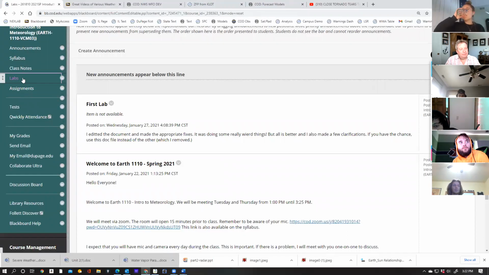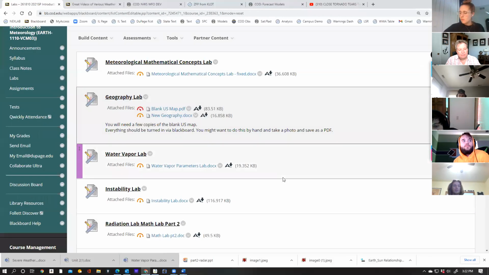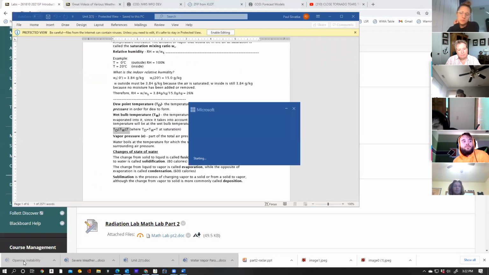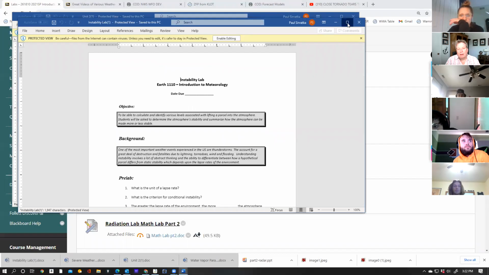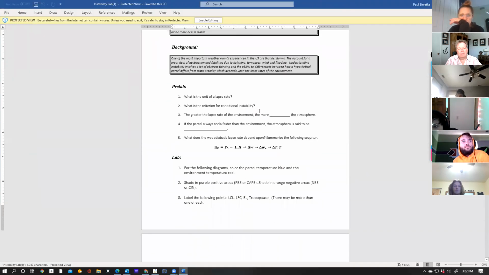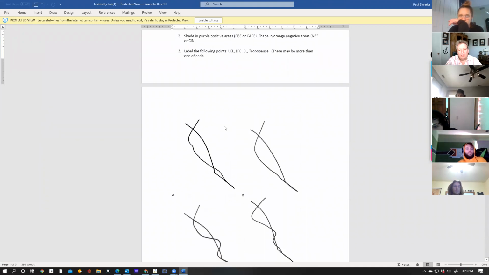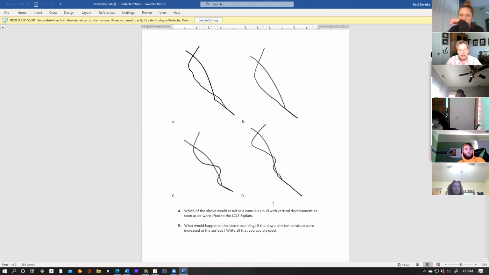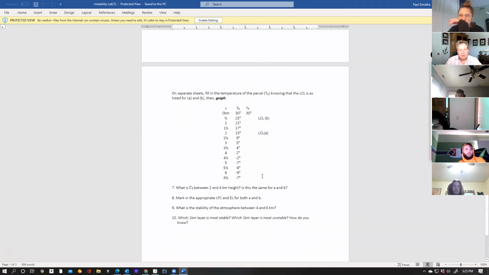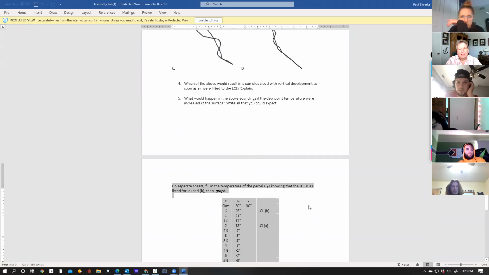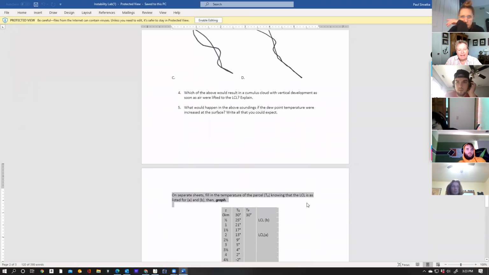This other lab, instability lab, has got this stuff. We've done information that you should be able to do this. Can you do this? No, you can't.